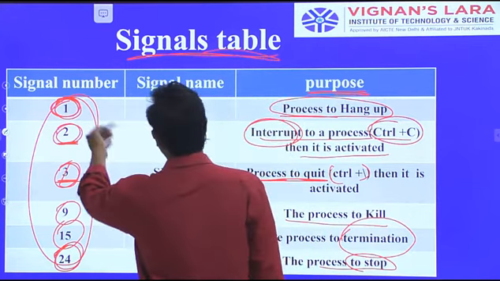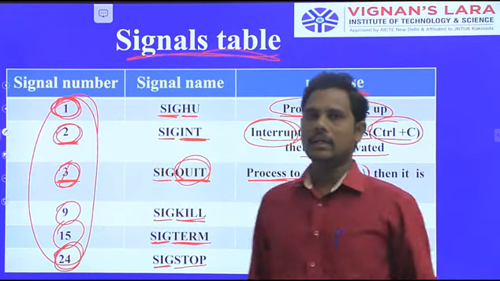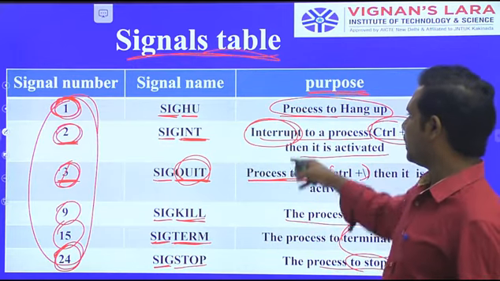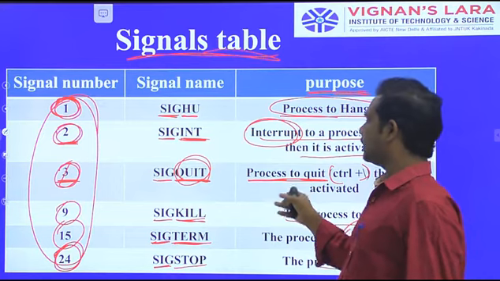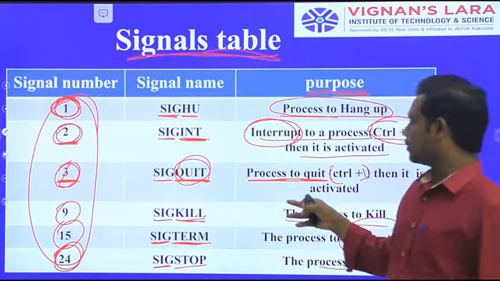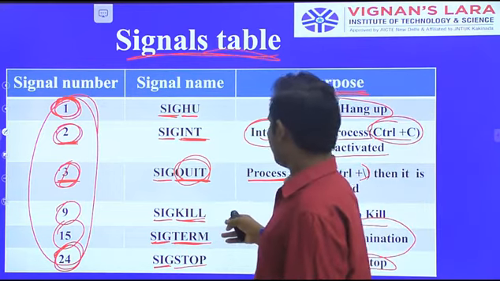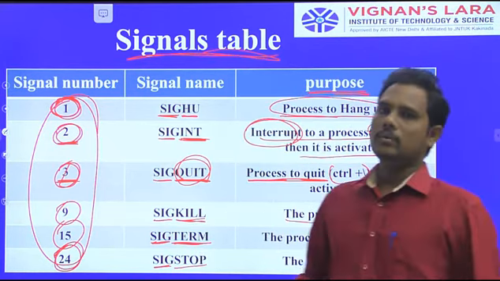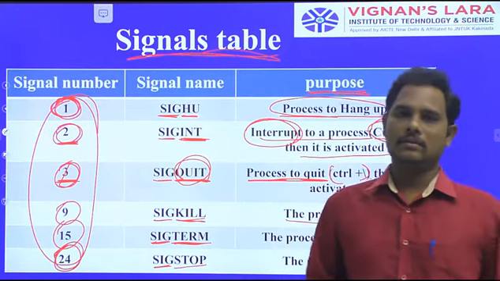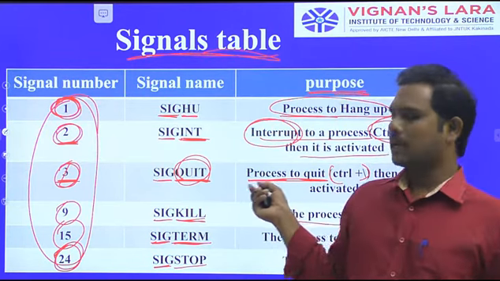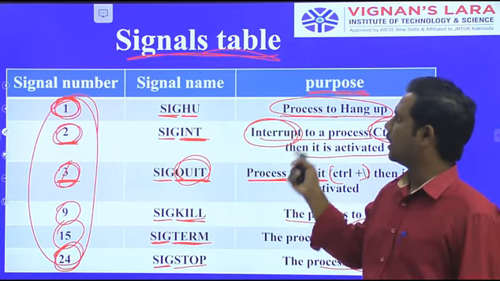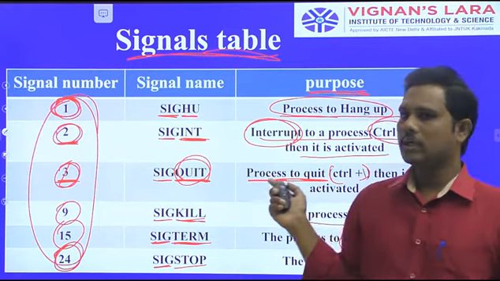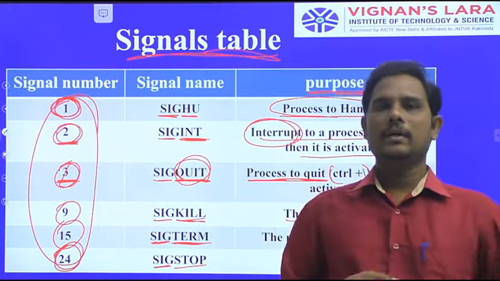So these are the signals. Many signals are there, and regularly we use these types: signal number 1 hang up, signal number 2 interrupt, signal number 3 quit, signal number 9 kill, signal number 15 term, signal number 24 stop. These are the signals we use to trap. Before going to the trap command, these signals are very helpful, and that's why I am giving this table. This is a very, very important table. If you know the table, the trap command is very easy.